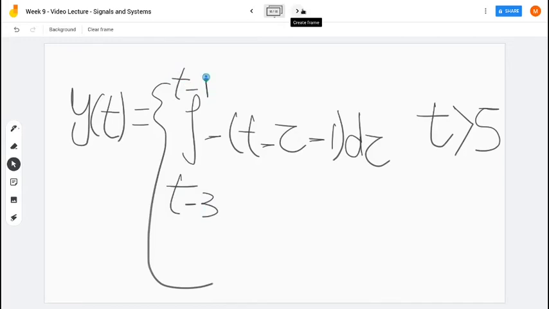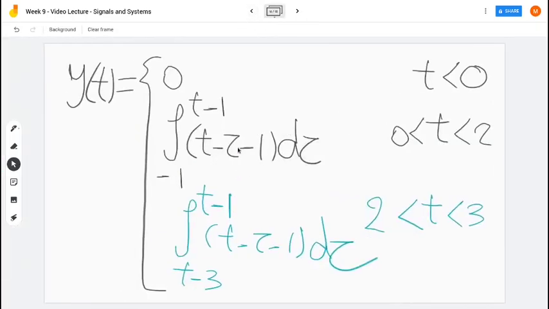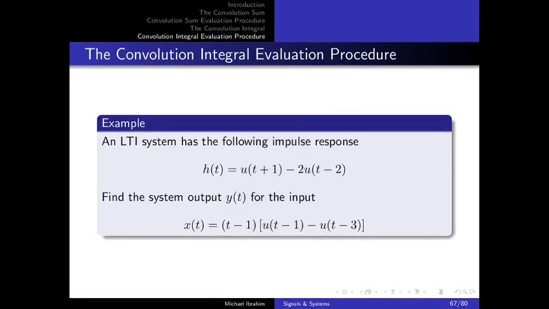So as you can see, this problem is quite complicated. We have 1, 2, 3, 4, 5 intervals, and now we need to evaluate these integrations. These integrations are kind of straightforward. Integrating t with respect to tau, t will be a constant, so we'll get t tau. Integrating tau d tau is tau squared over 2, and now you can do substitution with these limits. So I will leave this part for you guys to do. So now we can go to the slides and see the final answer.